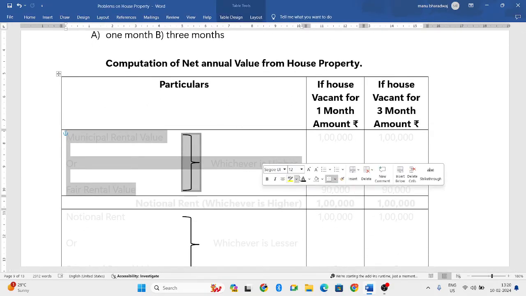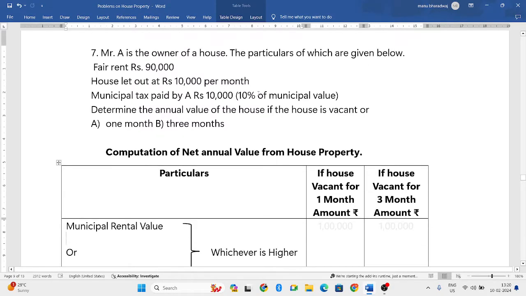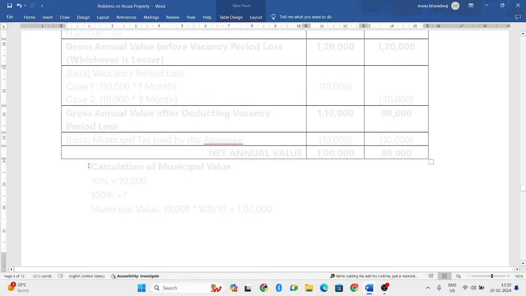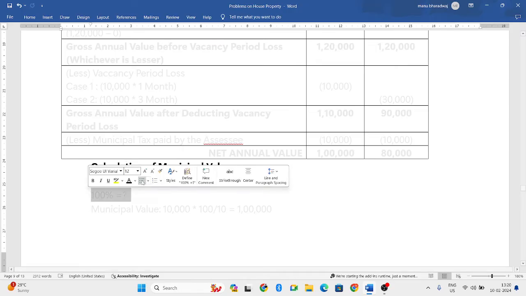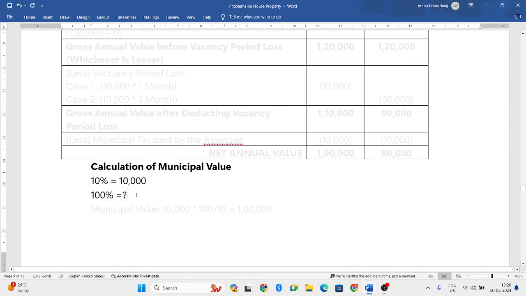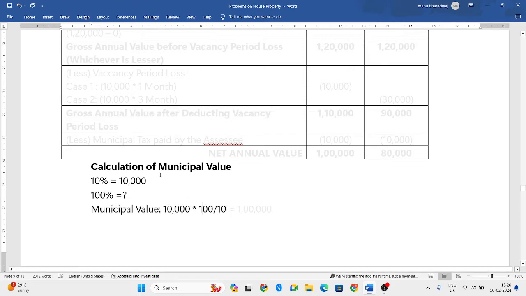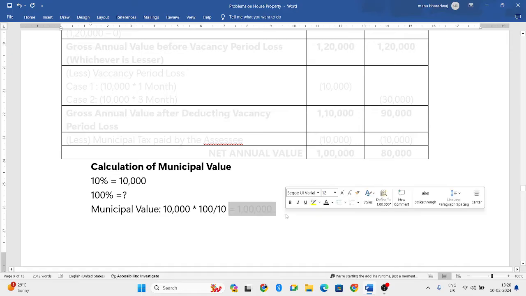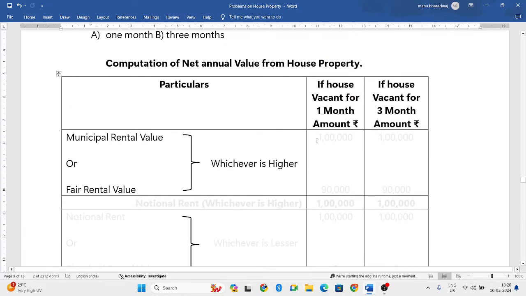First we have to compare municipal rental value with fair rental value. Municipal rent they have given indirectly in the question, so first we have to calculate the municipal value. They have told that 10% of the municipal value is 10,000. Then how much is 100%? There is a formula: 10,000 into 100 divided by 10. If you do cross multiplication, you will get 1 lakh rupees. This 1 lakh rupees is the municipal value.